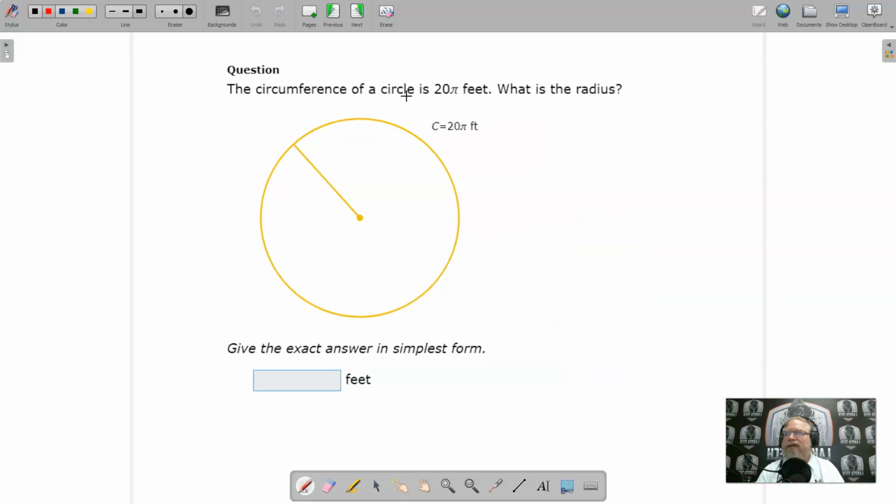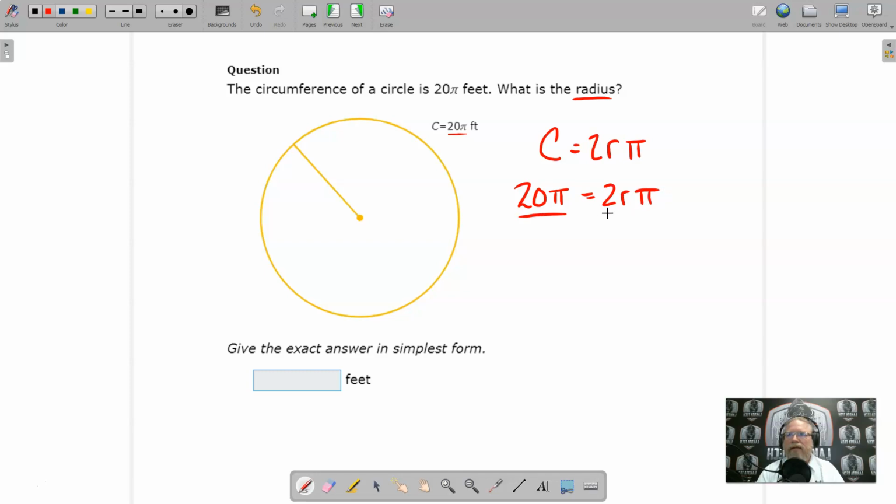The circumference of a circle is 20 pi feet. What is the radius? So circumference equals, now should we use radius or diameter formula? Well, they're asking for radius, so let's go ahead and use the radius one. 2r pi. What are they telling us? 20 pi is the circumference. And no, I don't need that. I need the 20. 20 pi equals 2r pi.